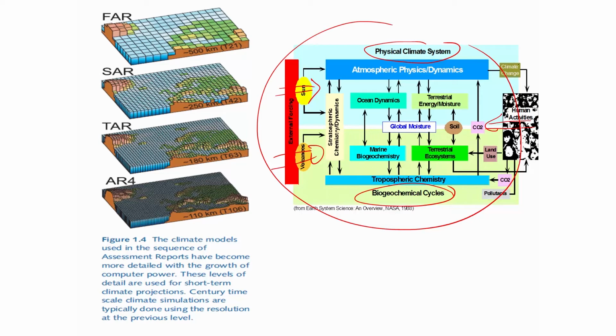So, you can do climate change and climate variability. These are now called Earth system models. They are actually much more complicated. These are just a simplified depiction of the main processes. Okay, so you can see that the global moisture sits here in the middle, for example.